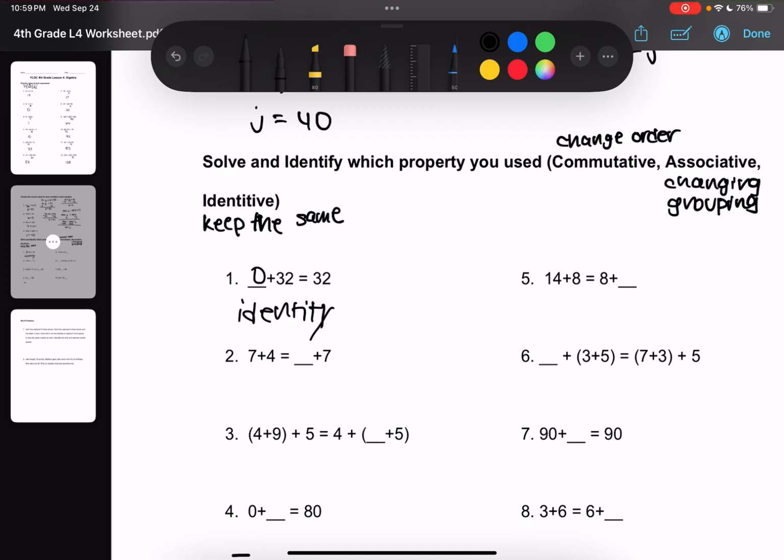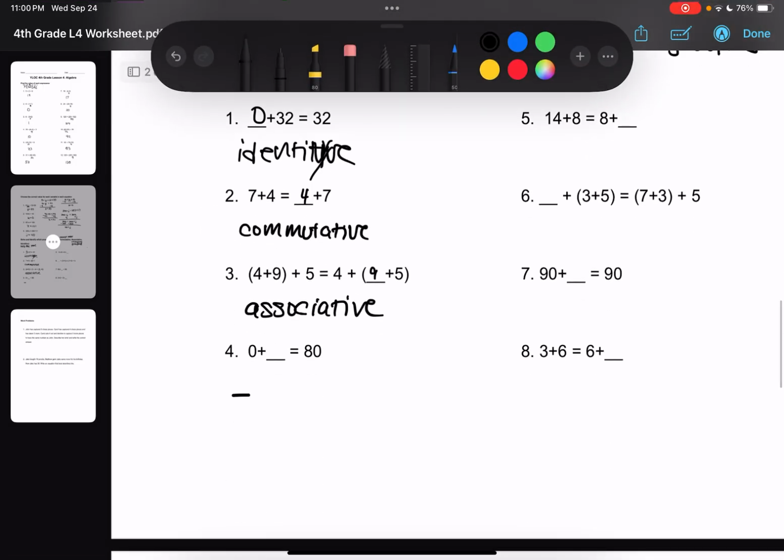Okay, number 2, 7 plus 4, and then it's going to be 4 plus 7, the same thing. So now you just change the order, so that's why it's commutative. For number 3, you're just changing the parentheses, or the grouping, so that's why it's associative. So number 4, you're just adding 80 since it's 0 on the other one, so nothing exactly changes, so it's identity.